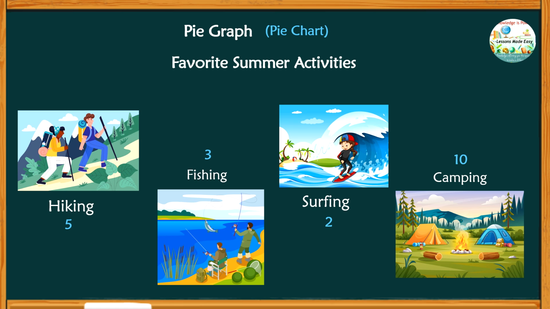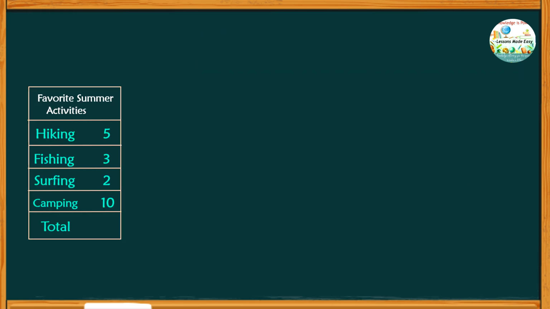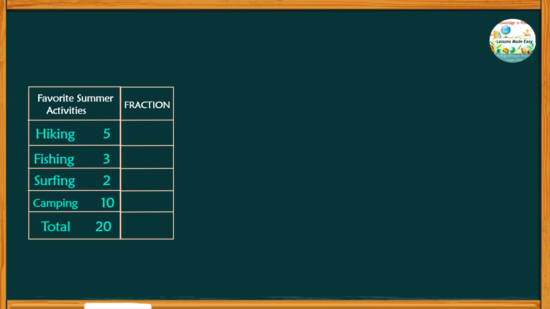First of all, organize the data in a table. Then count the total number of students. The data shows a total of 20 students. Then add another column to show each category in a fraction form that later we can use to find the percentage and the degrees. There's no need to simplify the fraction in its simplest form.